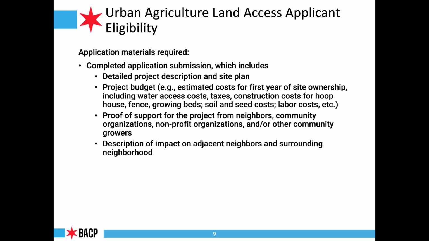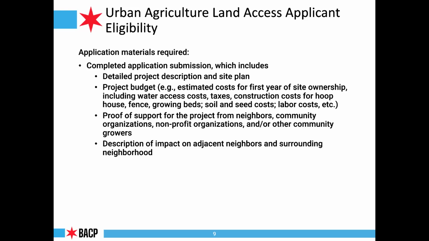Now, for applicant eligibility, just a little bit more about what will be required, like the materials required for the application. Obviously, we need to make sure that the application is submitted through the Shy Block Builder application portal. So that means the application has to be submitted online through that portal. There needs to be a detailed project description and a site plan for the site. So what the applicant plans to do with the site as an urban agriculture site.